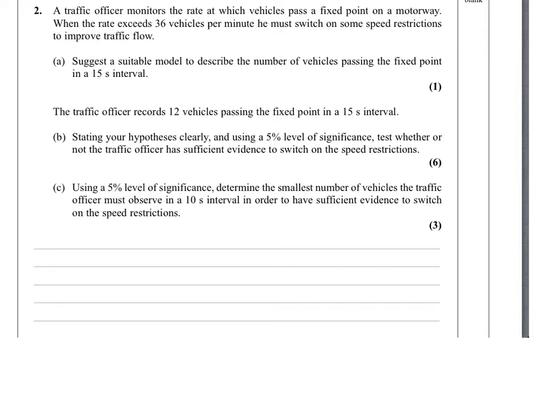interval. Well, the only distribution that you will have learnt that applies to this is the Poisson distribution. Poisson distribution deals with events that happen singly and independently in a passage of time or length of interval. This is a passage of time, so Poisson distribution is what we need.